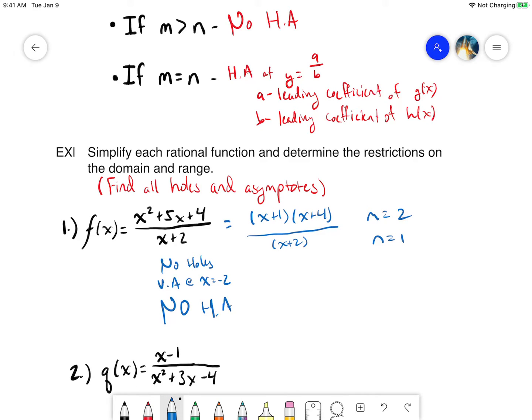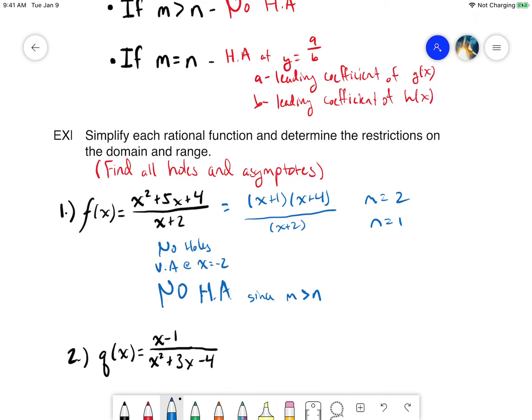I'm going to make it a little bit bigger, because that's the one we're really focusing on today. So we have no horizontal asymptote, and I'll write that down here: since m is greater than n.